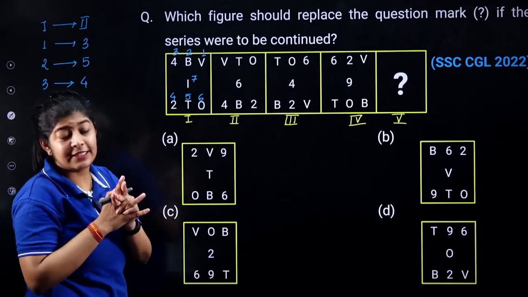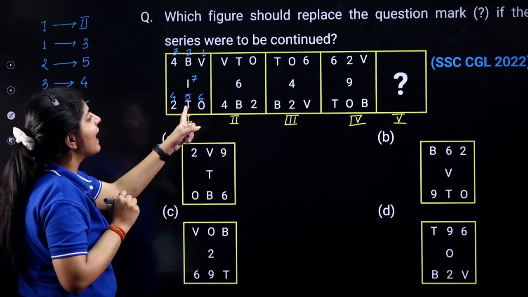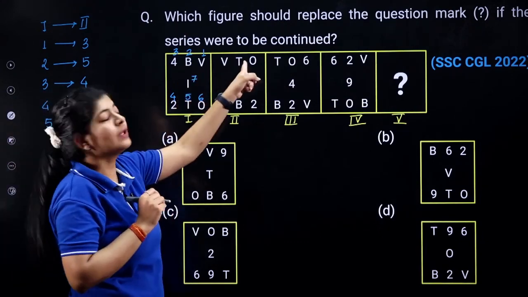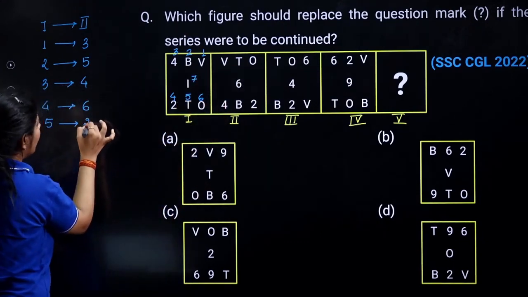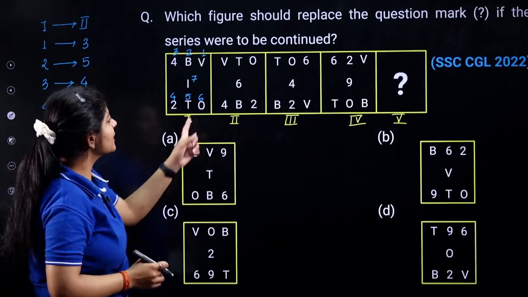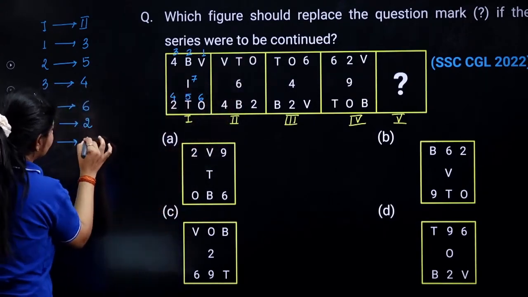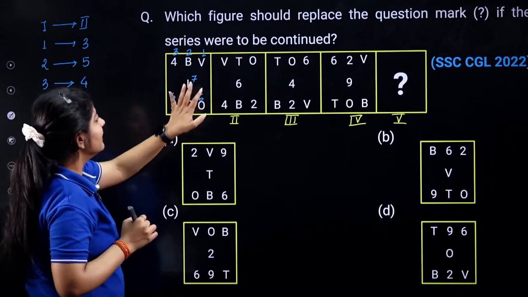Okay, Prakash, let's see. Next one. At fifth position, we are having T and this T is shifted to the second position. Okay. Now, sixth one. Here, in the sixth position, we are having O and that is shifted to the first position. Okay. And the seventh one.